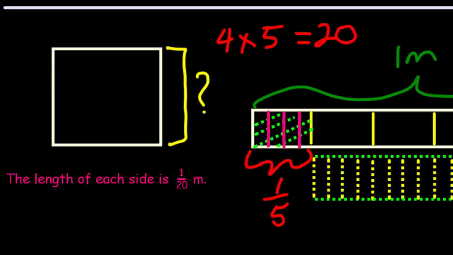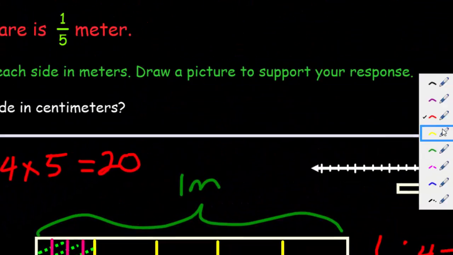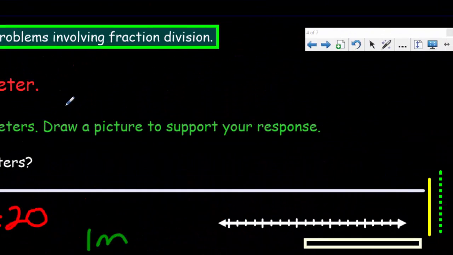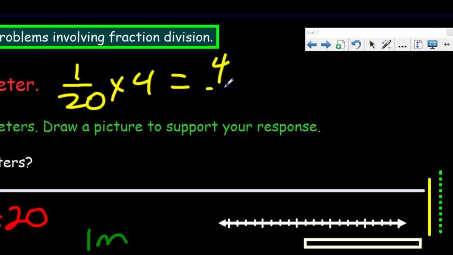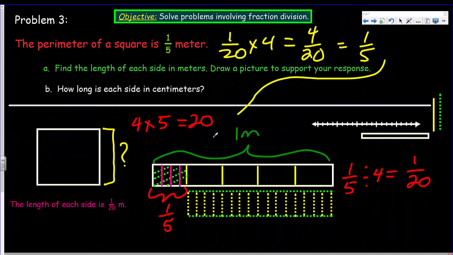Now we can check our work by taking our 1/20th times the 4 sides, which is 4 over 20, which is going to equal 1/5. And that gets us back to our dividend, the amount of the perimeter going all the way around.